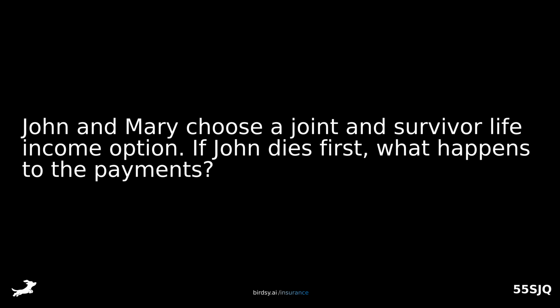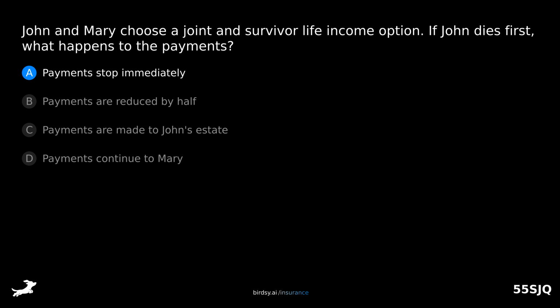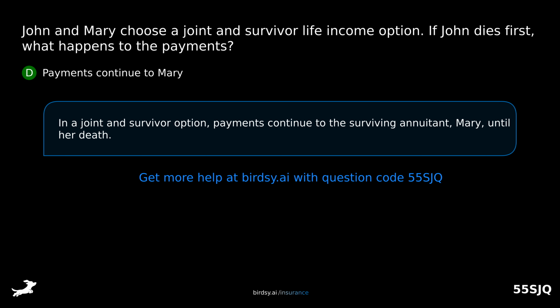John and Mary choose a joint and survivor life income option. If John dies first, what happens to the payments? Is it A, payments stop immediately, B, payments are reduced by half, C, payments are made to John's estate, or D, payments continue to Mary? The answer is D, payments continue to Mary. In a joint and survivor option, payments continue to the surviving annuitant, Mary, until her death.